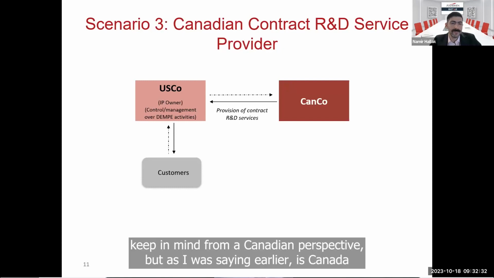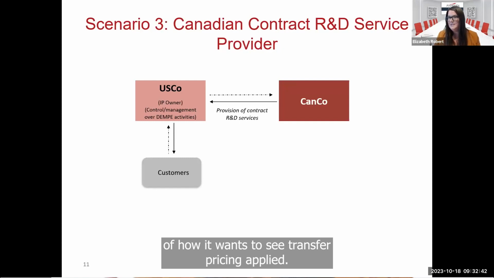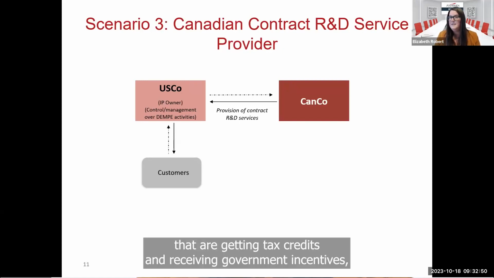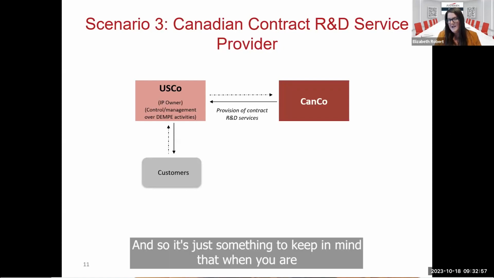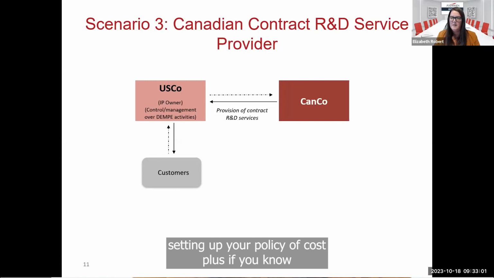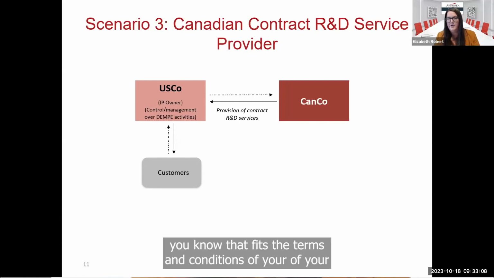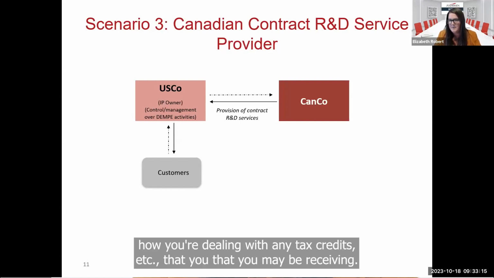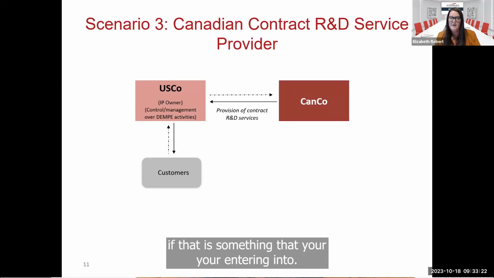The one thing to keep in mind from a Canadian perspective, as I was saying earlier, is that Canada has a lot of administrative guidance on how it wants to see transfer pricing applied. And when it comes to entities, especially in the R&D field, that are getting tax credits and receiving government incentives, they really expect that the benefits of those incentives stay in Canada. So when you are setting up your policy of cost plus, if that fits the terms and conditions of your transactions, keep in mind how you're dealing with any tax credits you may be receiving. We're happy to talk about that in more detail if that is something you're entering into.